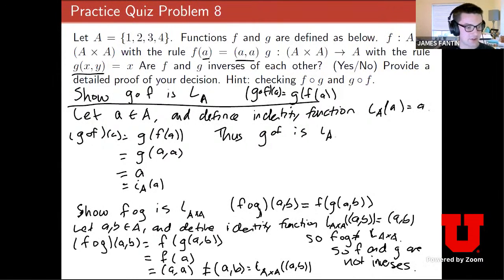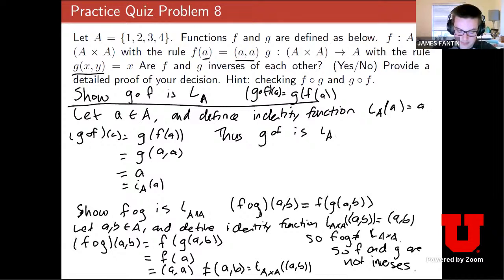So to show something is an inverse, we had to show both of these. You have to show that G composed F is the identity, and F composed G is the identity. This is true for any function. We showed that G composed F was the identity function, but F composed G was not. So they're not inverses of each other. Any questions on this or proving anything about inverses?